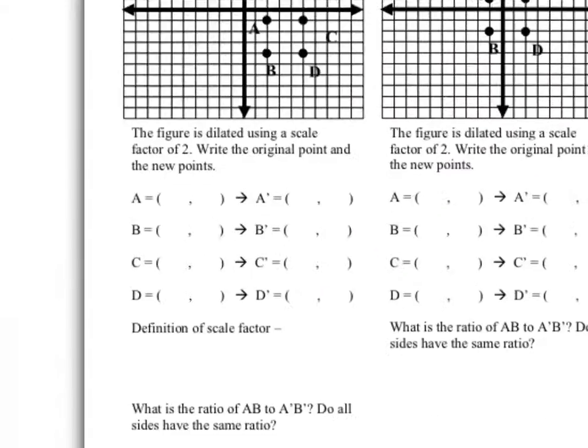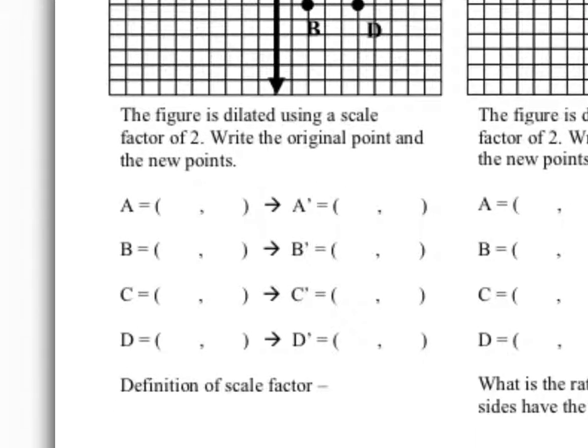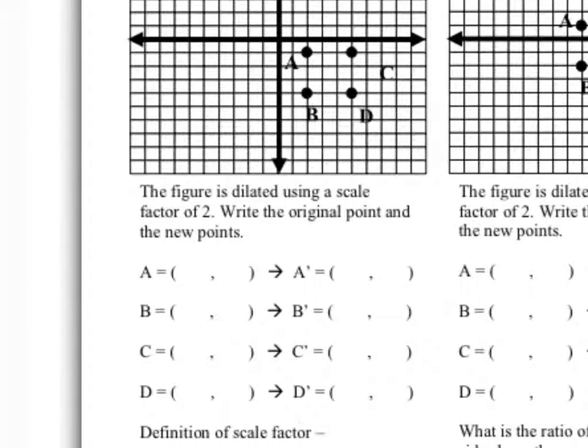Looking back at this figure, it tells us that this figure is dilated using a scale factor of 2, right? The original points and the new points. So we have the original points here. These are pretty easy to pick up. 2, -1; 2, -4; 5, -1; and 5, -4. So we have a scale factor of 2.